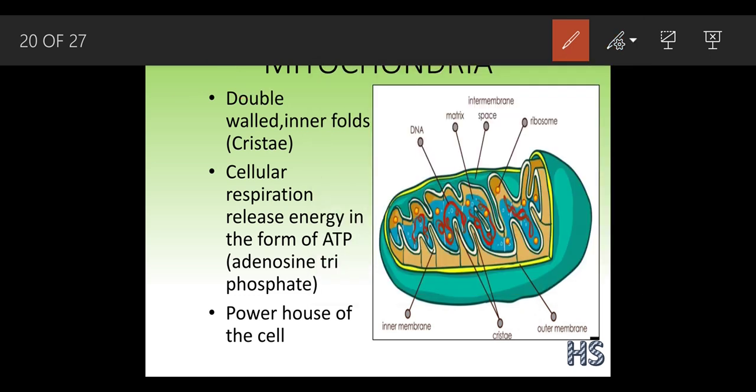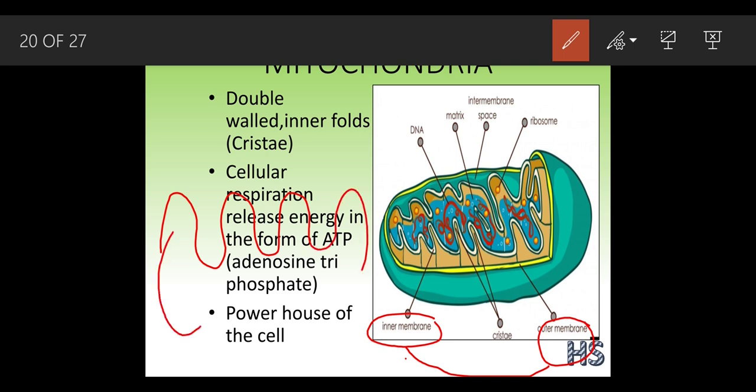It has a double wall and the inner folds are called cristae. What do you mean by double wall? We can see here two structures. This is the outer membrane and this is the inner membrane. So these are the double wall. Now there are some folds inside, which are called cristae, and the folds are like this. Why are there so many folds? So that it can increase the surface area.